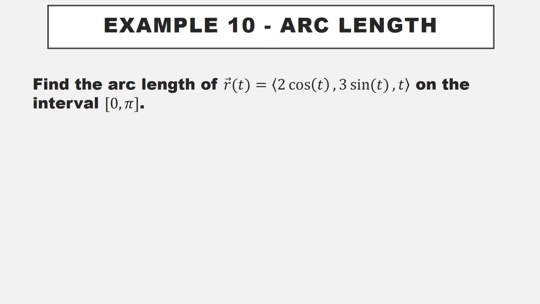Let's find the arc length of 2 cosine t, 3 sine t, t on the interval 0 to pi. Now, when I do this, fair warning, I'm going to use the integration feature on my calculator to simplify it so I don't have to do it by hand. But I will integrate and I'll use my calculator and get an approximate answer. So let's find that arc length.